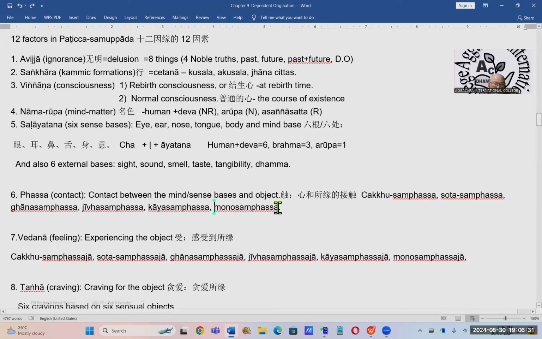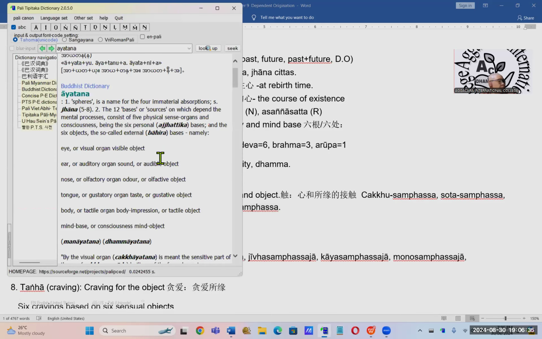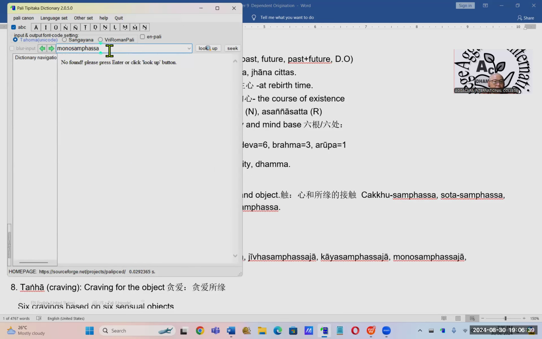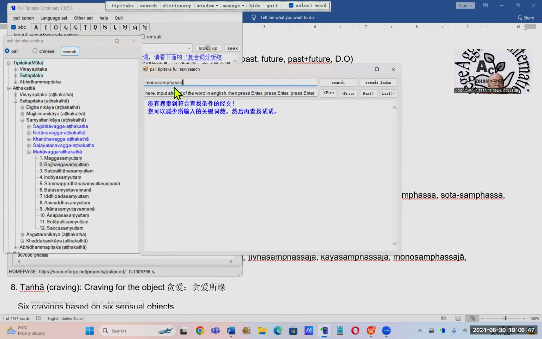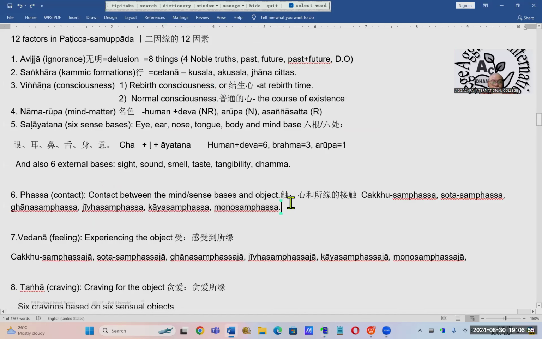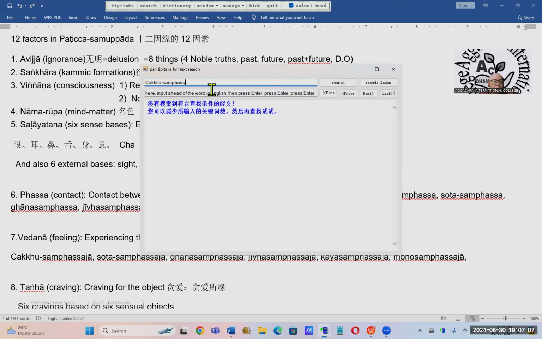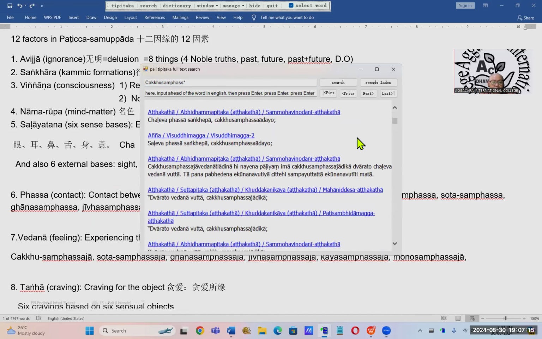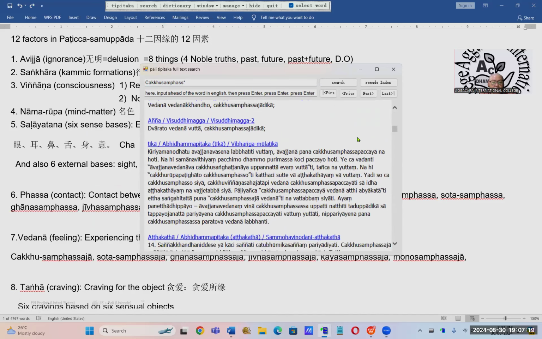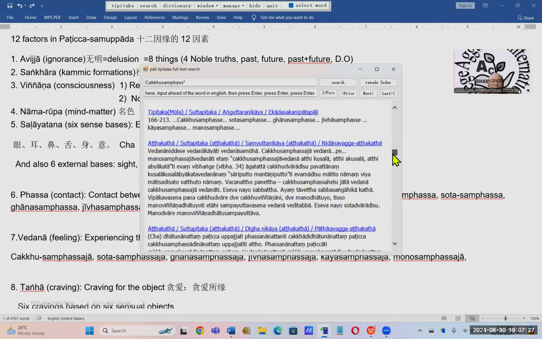Why is it mono? Let me check. Okay, then it should be mano. Okay, let's check the Pali. Chakku samphasso. Okay, I think I will come back later.